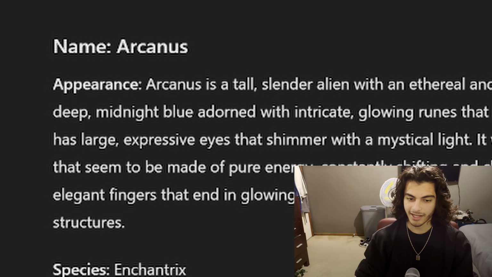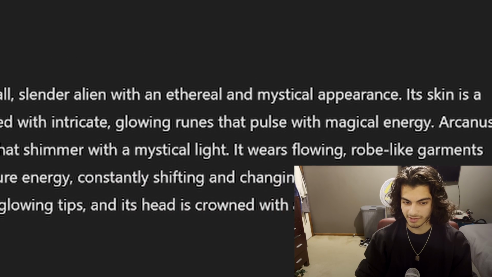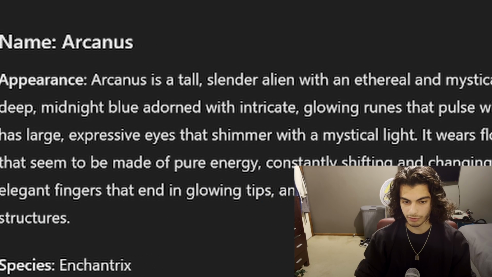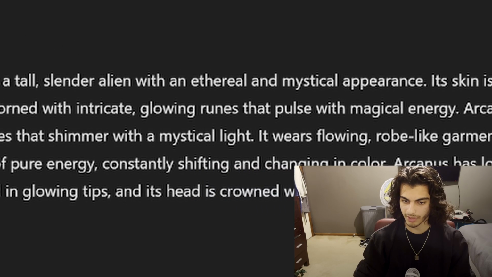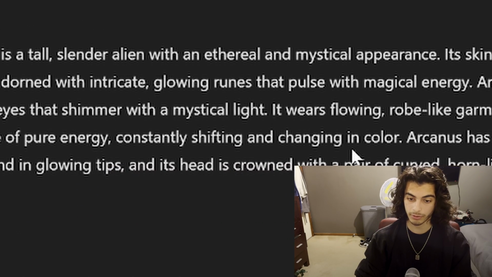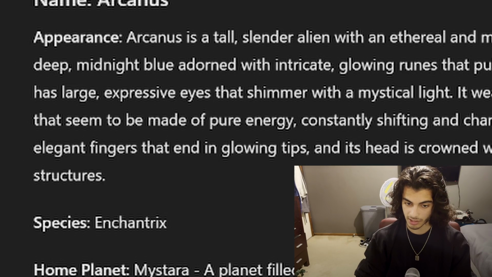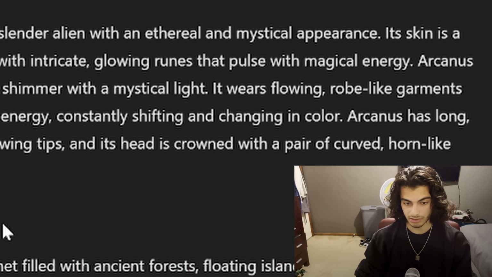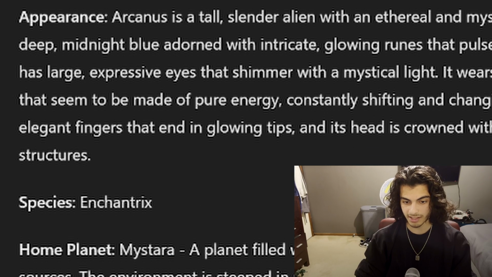Arcanus is a tall, slender alien with an ethereal, mystical appearance. Its skin is deep midnight blue, adorned with intricate glowing runes that pulse with magical energy. Arcanus has large, expressive eyes that shimmer with mystical light. It wears flowing robe-like garments that seem to be made of pure energy, constantly shifting and changing color, has long, elegant fingers ending in glowing tips, and its head is crowned with a pair of curved horn-like structures. So we got kind of a dark matter sort of alien, but if he was a dark magician.